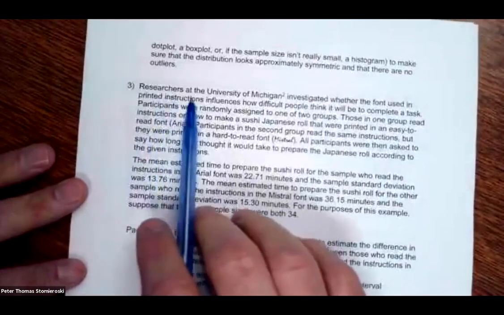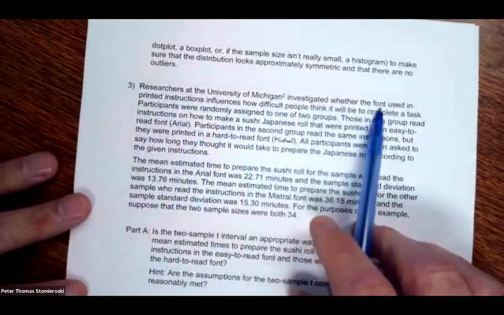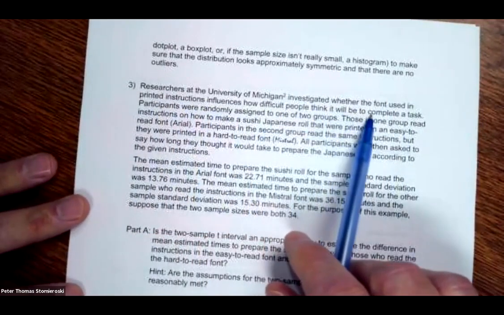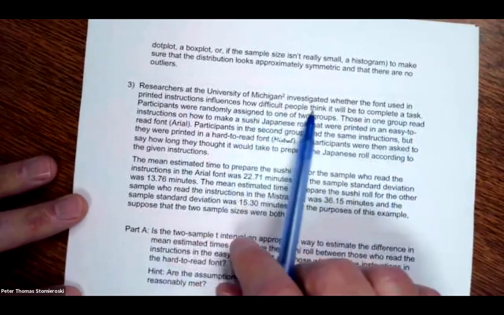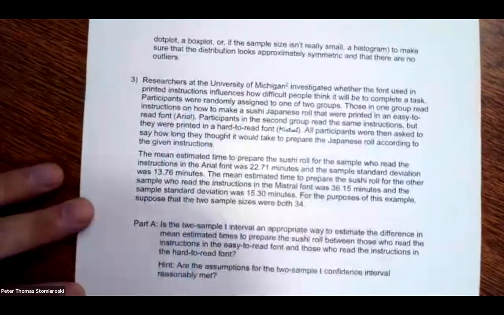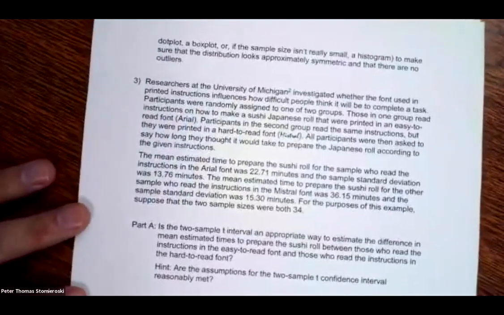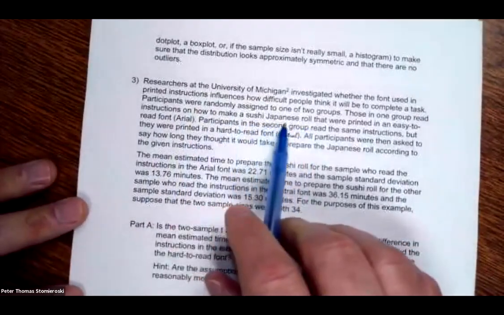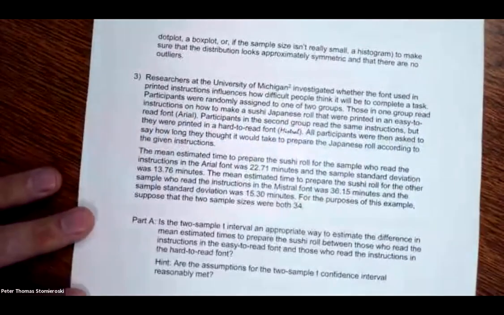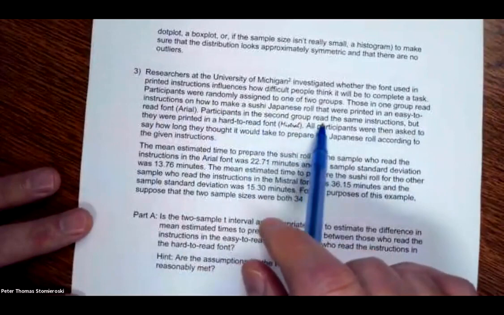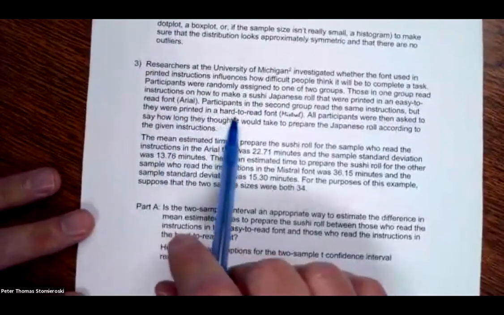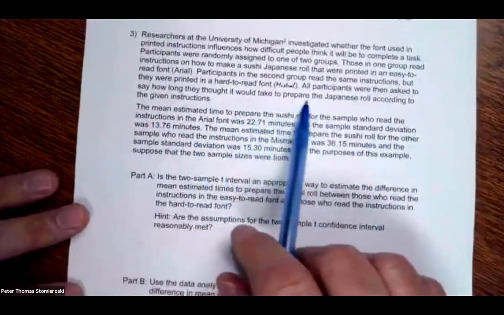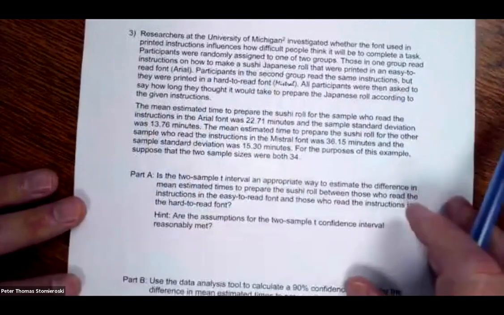Okay, question number 3. Researchers at the University of Michigan investigated whether the font used in printed instructions influences how difficult people think it will be to complete a task. Participants were randomly assigned to one of two groups. Those in one group read the instructions on how to make a sushi Japanese roll that were printed in an easy to read font such as Arial. And participants in the second group read the same instructions, but they were printed in a harder to read font, Mistral. All participants were then asked to say how long they thought it would take to prepare a Japanese roll according to the given instructions.